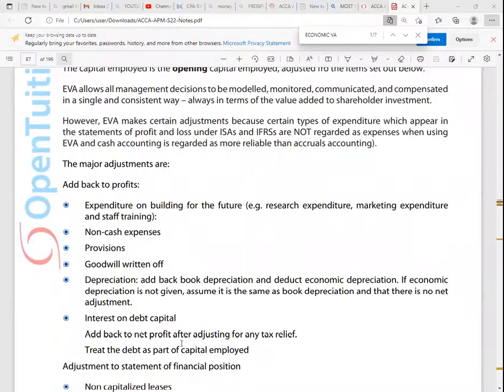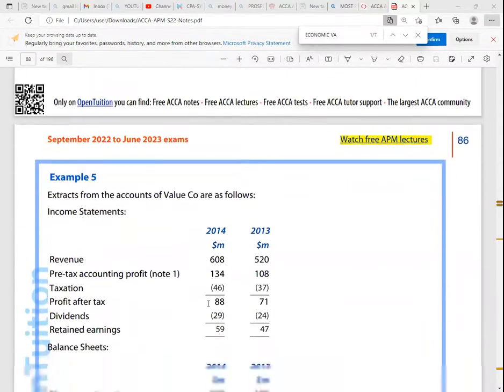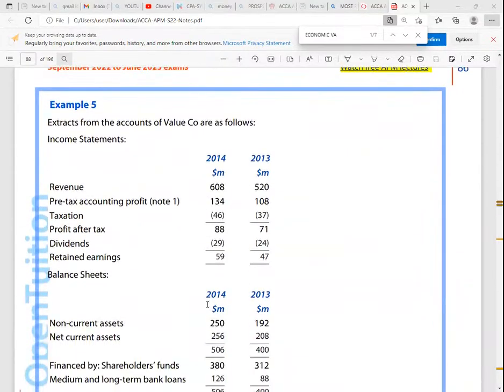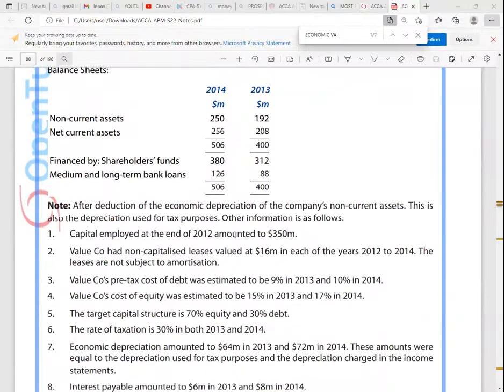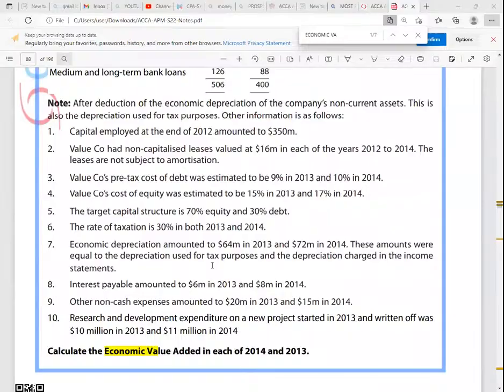So the best thing, ladies and gentlemen, is to go to a question. Let's go to a question, Eric. Extracts from the accounts of Value Company are as follows. We have income statements. They have given us revenue and the pre-tax accounting profit, and then we have the notes. Note 1, capital employed at the end of 2012 amounted to 350. Value Company has non-capitalized leases valued at 16 million in each of the years. The leases are not subject to amortization. So what do they want us to do here?